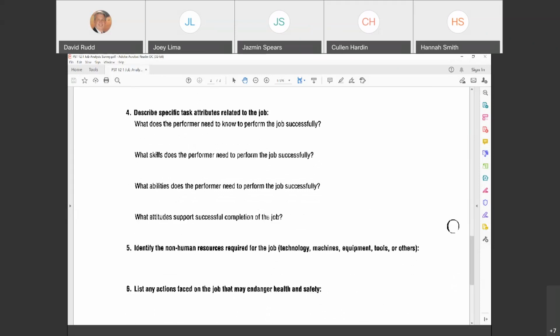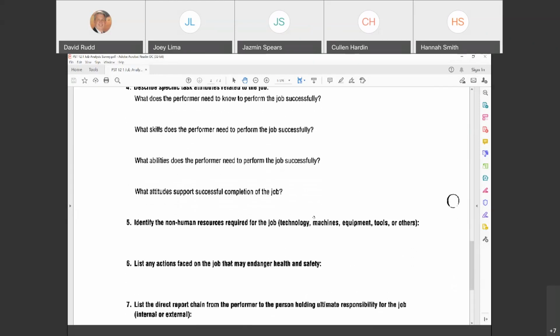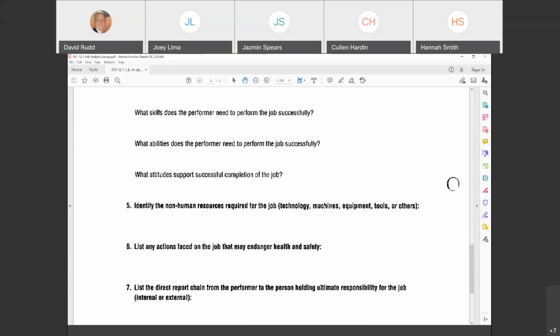Then there are some non-human resources required for a job. What type of technology? Do you need to have some skills in Excel and Word and PowerPoint? Does this person need to know how to operate certain equipment or tools and so forth, a cash register or something like that? Okay, that needs to be put in there as well.